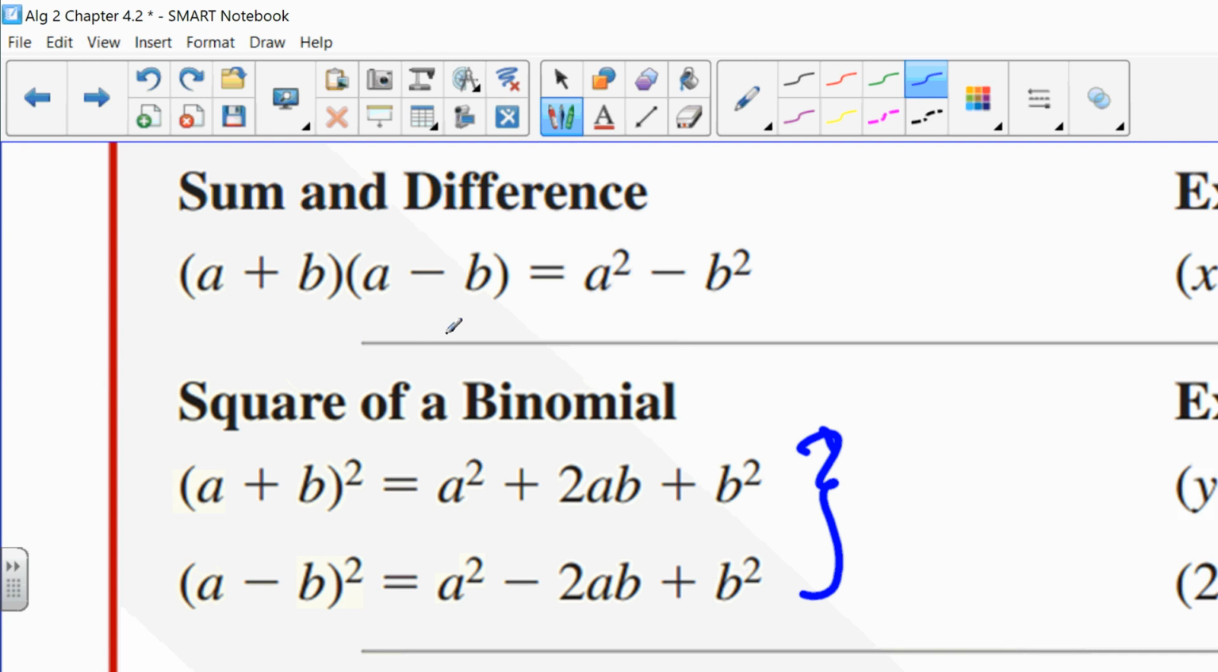The same is true for these here, a plus b squared. Whenever I have this set of parentheses squared, it works out to be the first term squared, if it's positive, plus 2 times the 2 multiplied together, plus the second term squared. Same thing is true with subtraction, but the middle term is negative. And kind of the pattern for cubes.